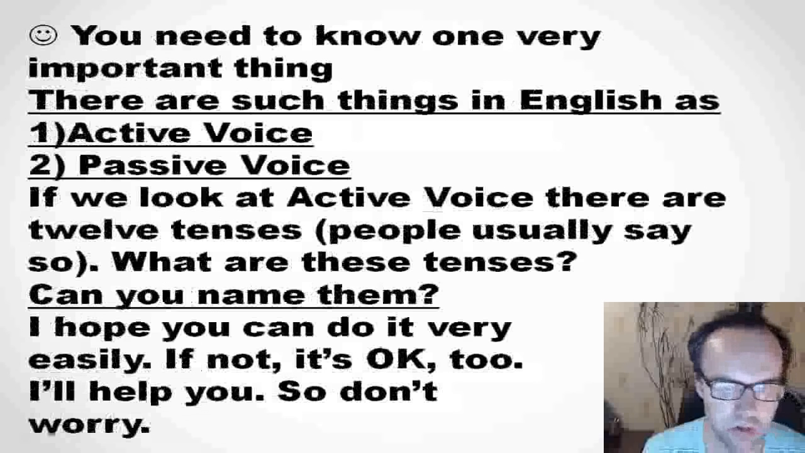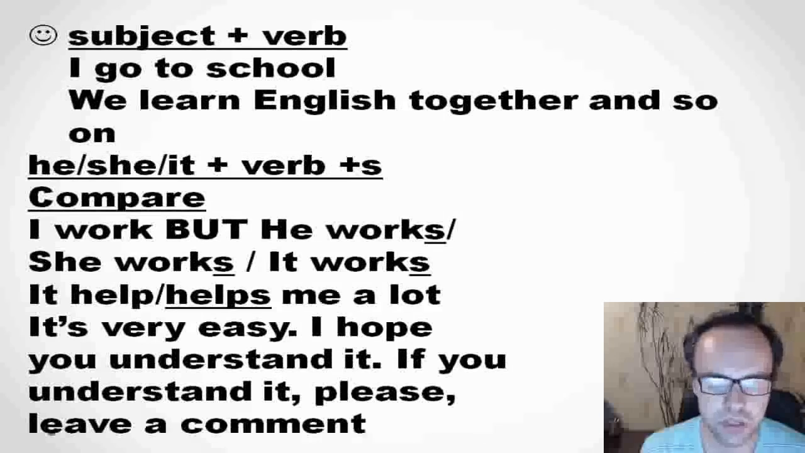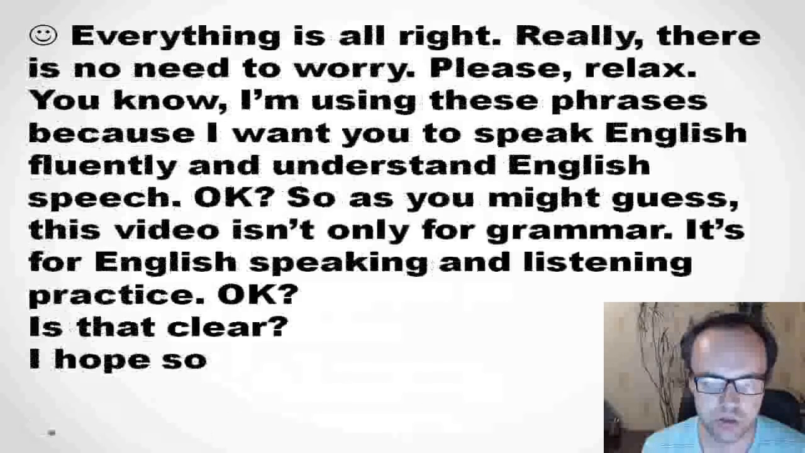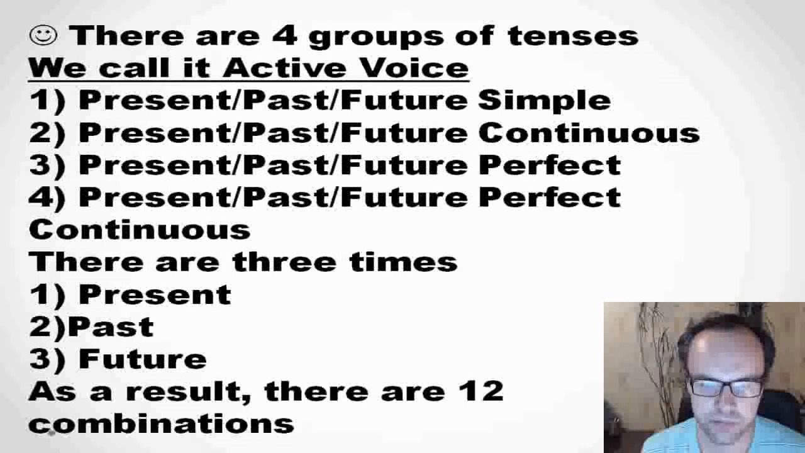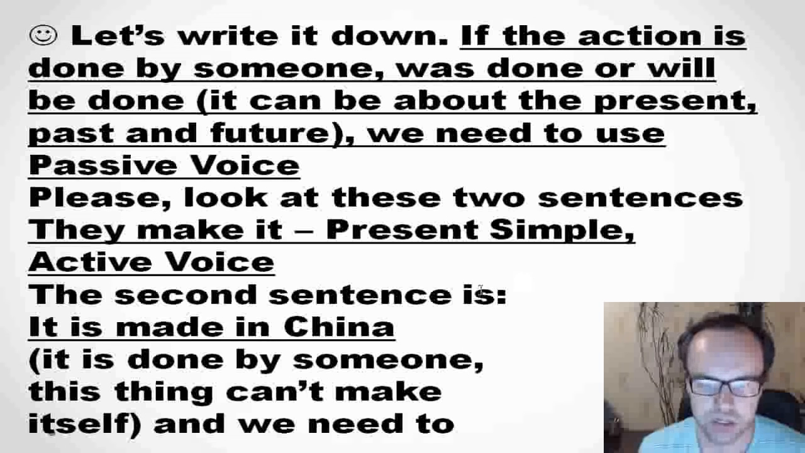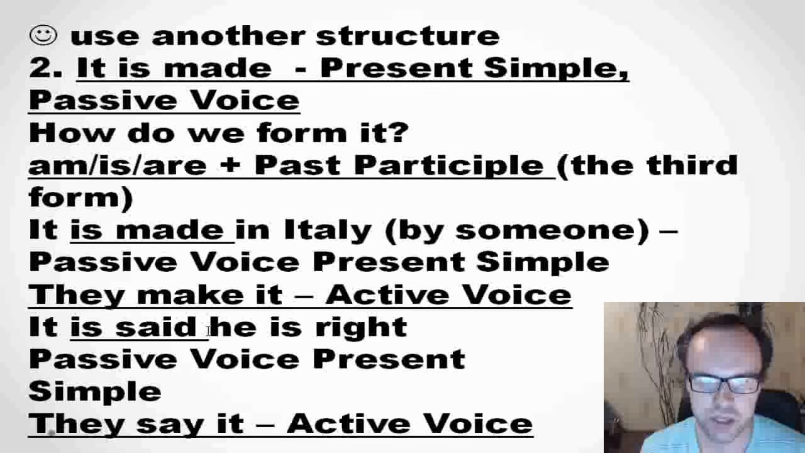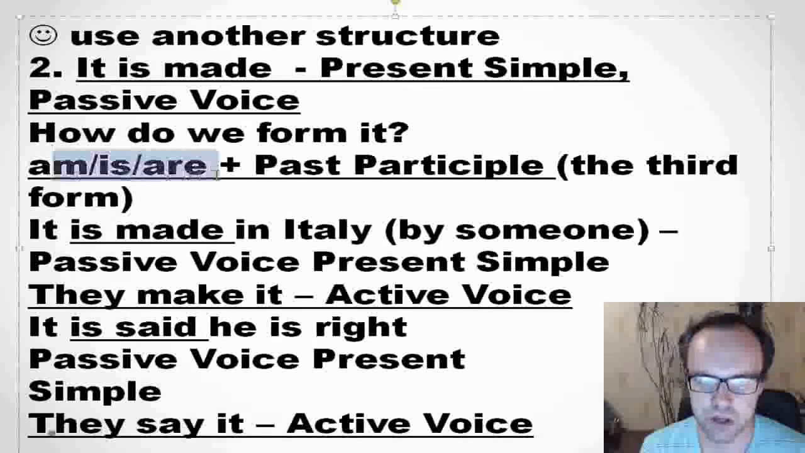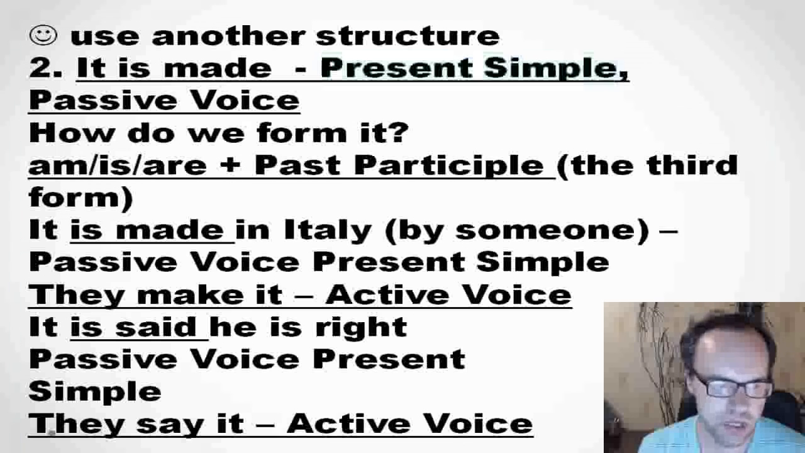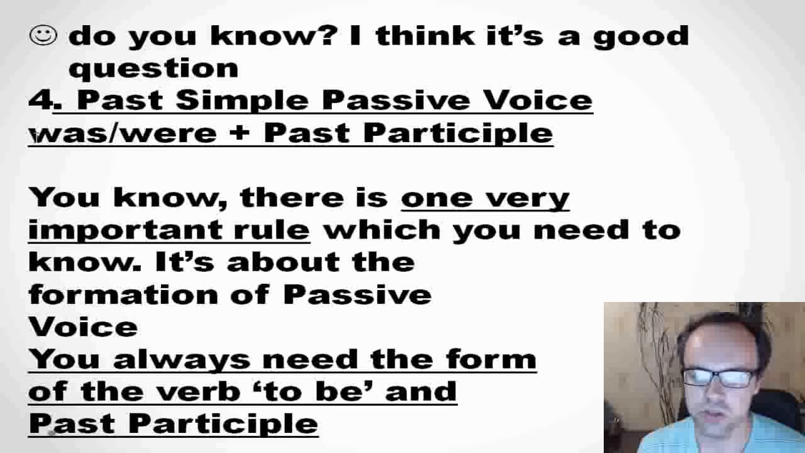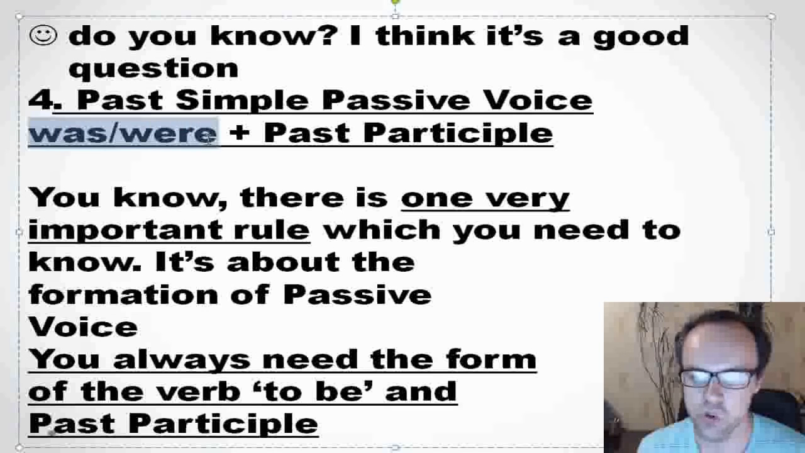Okay, so please look. Where is it? Okay, so it's here. Active voice. The second sentence, it is made in China, and it's the formation of passive voice. Am, is, are, so the form of to be. You know that the form of to be in present simple is am, is, or are plus past participle. So it's in present simple. And if you look at past simple, you see the form of to be again, so was or were plus past participle.